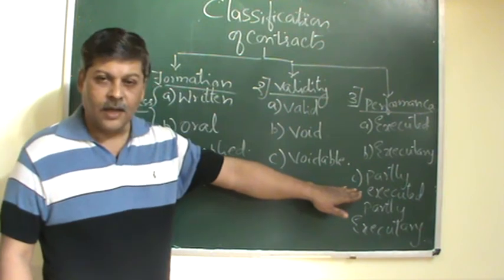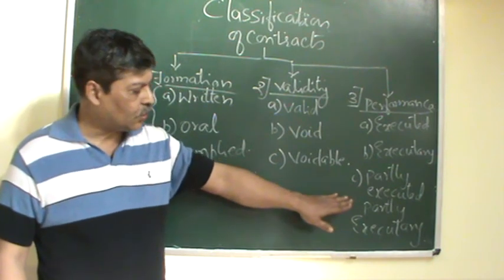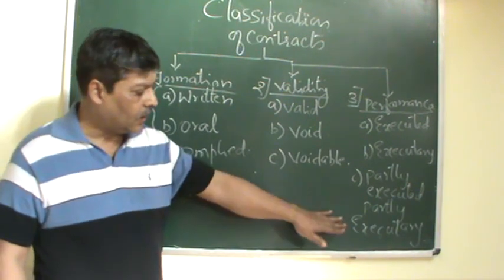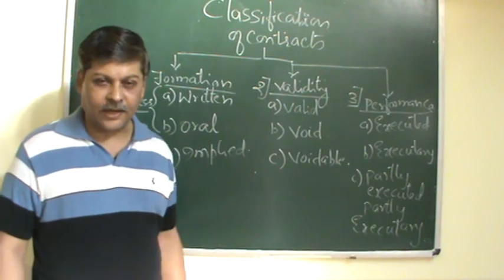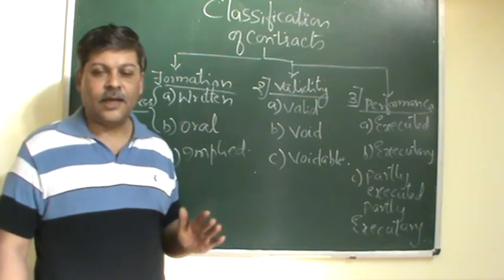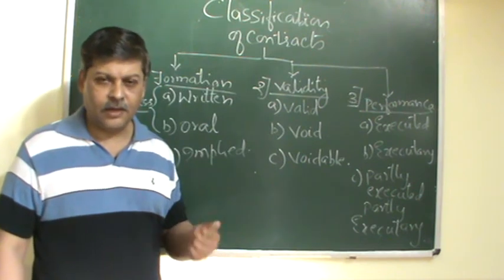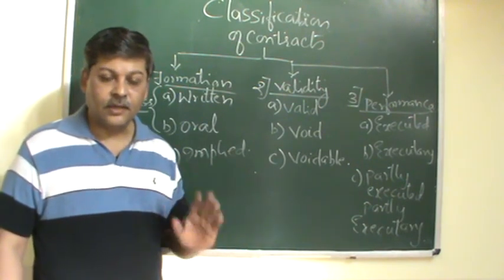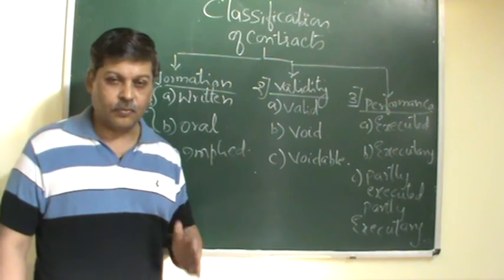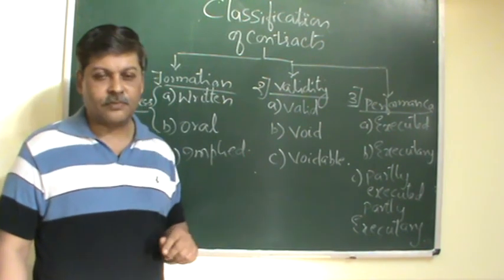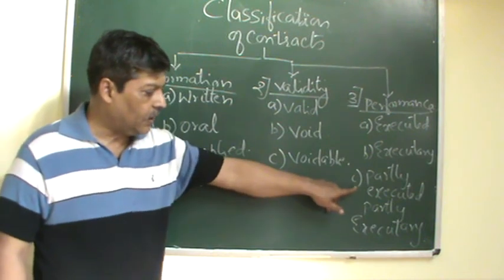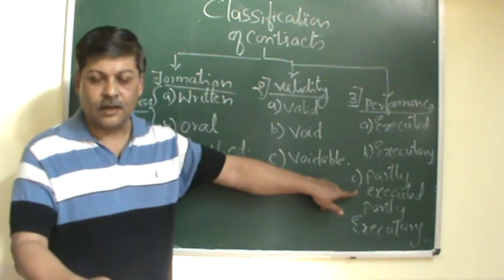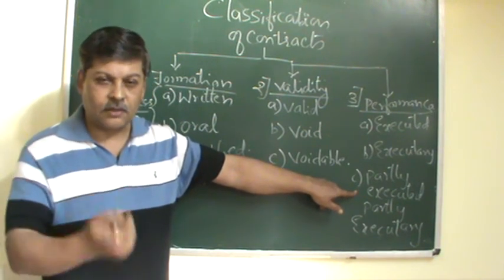Now for example, A has sold his car to B. A sells his car to B for 2 lakhs. B pays 1 lakh and takes the delivery of the car. So A has given it in good faith that another 1 lakh will be paid later. He gives the car, but still the documents of the car are not transferred from A to B. So still A has to perform certain obligations; he still has the obligation on him. So it is partly executed. He has delivered the car, but still the car ownership is not transferred.